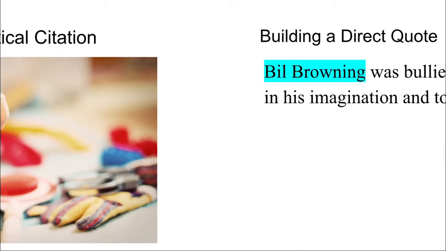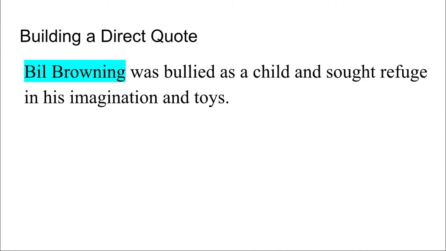Let's begin by building a direct quote. Use direct quotes when you want to emphasize a point. In this instance, we introduce the author in the first sentence, while we also give background information about the author, thereby orienting the reader. Make sure to spell the author's name correctly. And in this instance, Bill is spelled B-I-L. Bill Browning was bullied as a child and sought refuge in his imagination and toys.